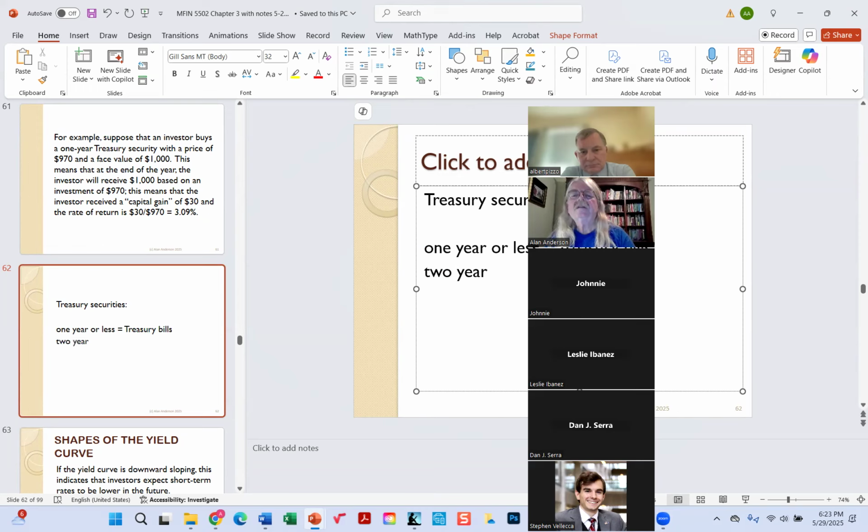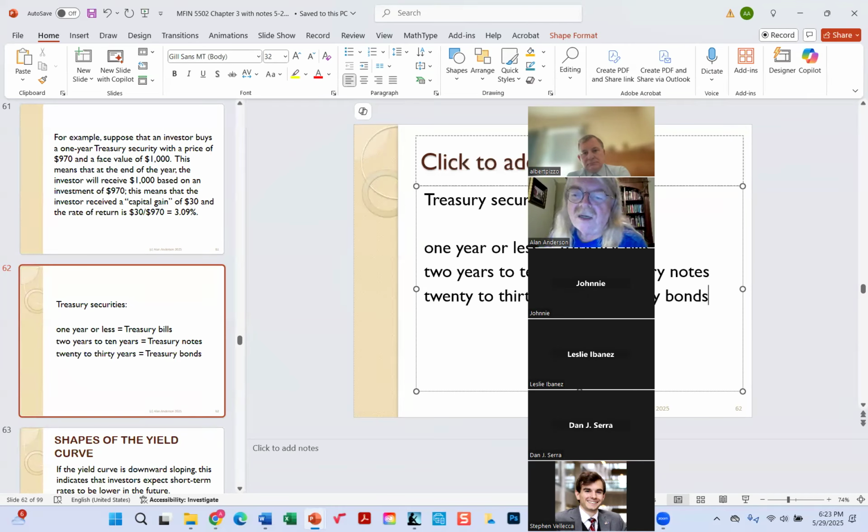2 years to 10 years are called treasury notes. Now, I don't know how this came about. And 20 to 30 years are known as treasury bonds, but technically they're all bonds. I mean, if you call them bonds, you're not wrong. It's just that the convention is to call the short-term ones treasury bills, the intermediate ones treasury notes, and the long-term ones treasury bonds. So that's how that works. Okay, so these are the two that provide interest payments, and these are the ones that are sold at a discount.